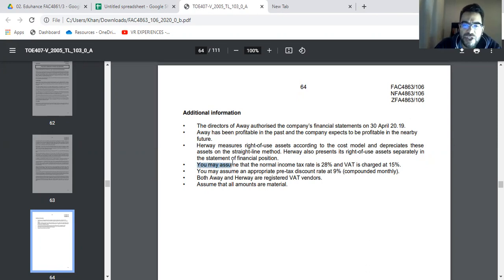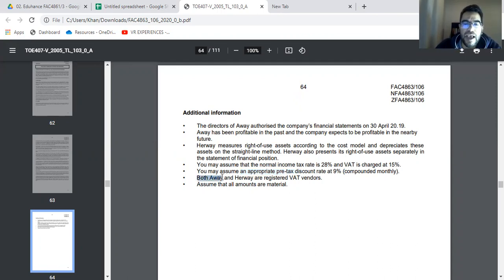Then they say you may assume that the normal income tax rate is 28% and VAT is charged at 15%. You may assume that an appropriate pre-tax discount rate is 9% compounded monthly. We want it to be compounded monthly because they said above that the lease liability is compounded monthly. And remember, from an accounting perspective, we always want a pre-tax discount rate. We don't want a post-tax discount rate. If they give us a post-tax or after-tax discount rate, we will need to make an adjustment.